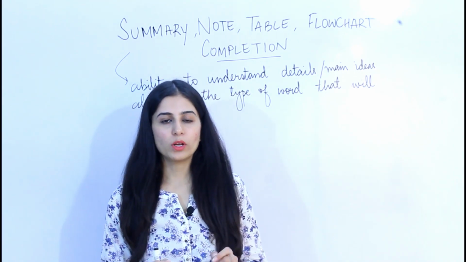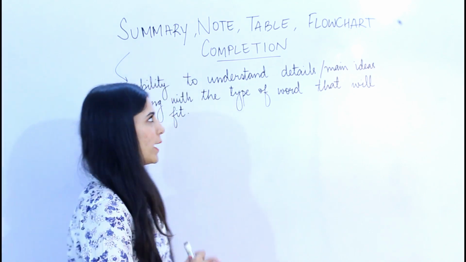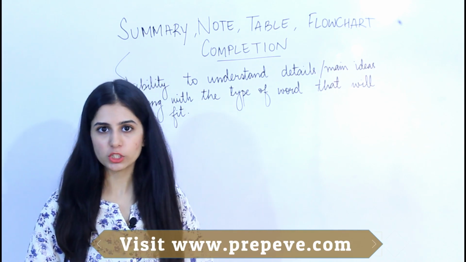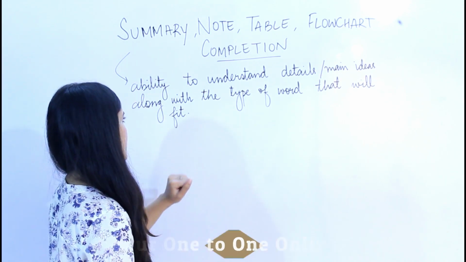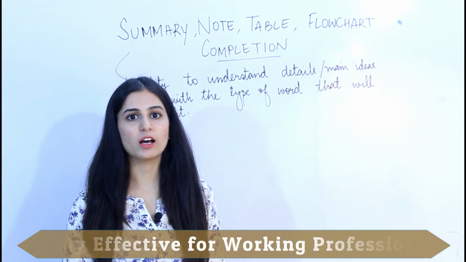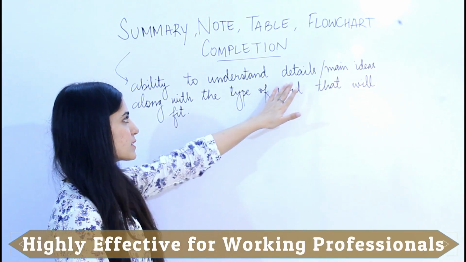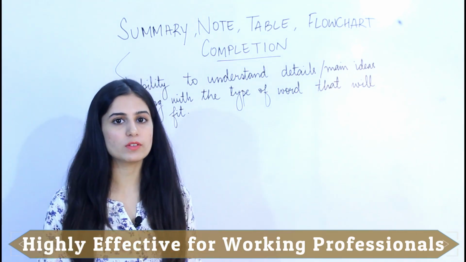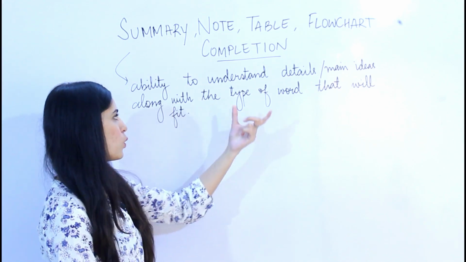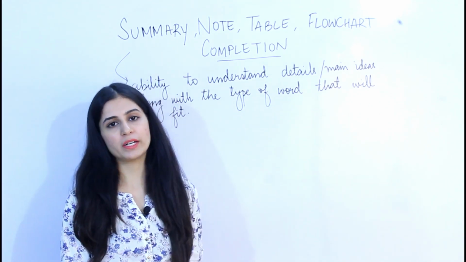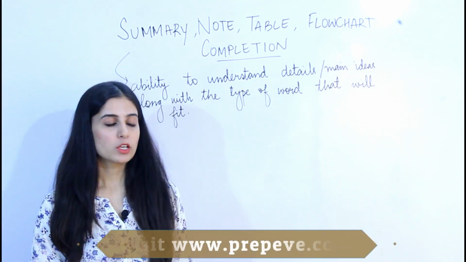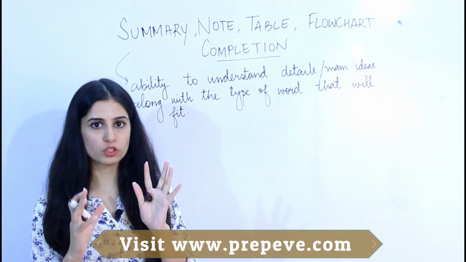Let's understand what the examiner is trying to assess while they're giving you the summary, note, table or flowchart completion kind of questions. So they are assessing your ability to understand details as well as the main ideas of the passage. Yes, they're assessing both of them, but what's the way of assessing it? They assess it by checking whether you understand which type of word would fit that blank or which kind of word would fit that gap. So let's have a look at how these questions would be.